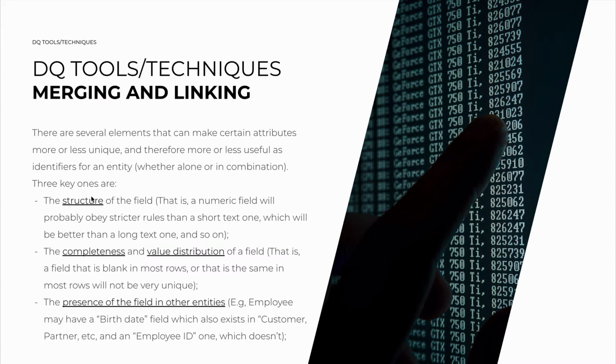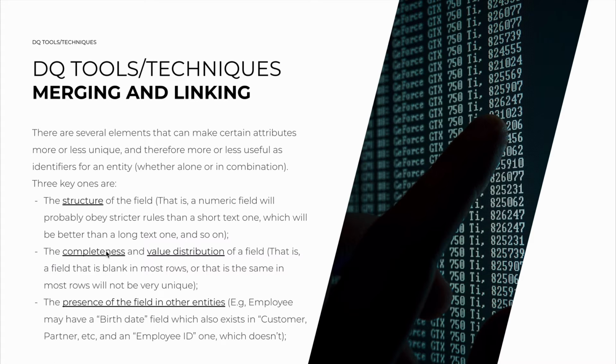The first is the structure of the field. That is, a numeric field, for example, will obey stricter rules than a short text field, which will be better than a long text field, and so on. For example, it's so easy to match numbers. It's a little bit less easy to match a name, for example, due to variations. It depends on the format, and so on. And it's a lot harder to match a long text description, which can vary so much. So the stricter the rules for a field, the better candidate that it is.